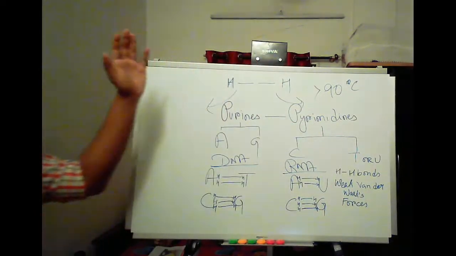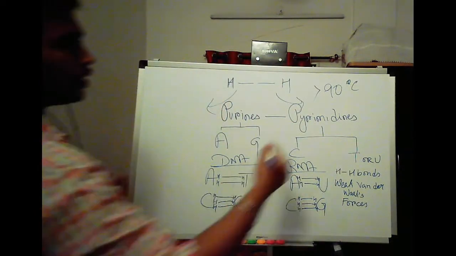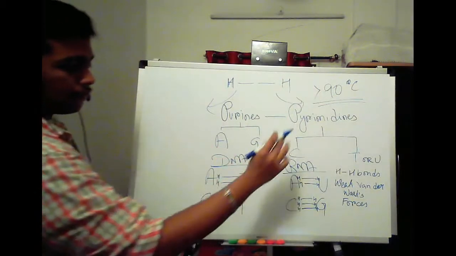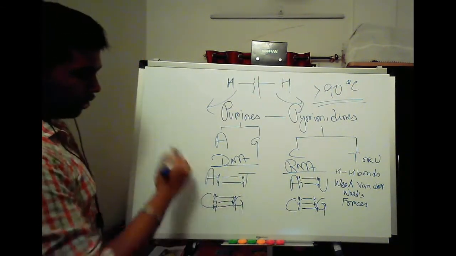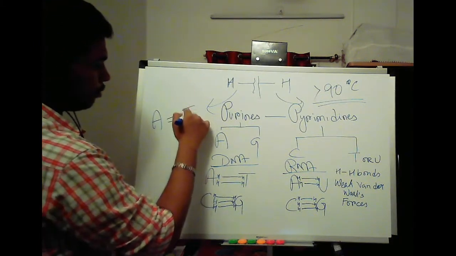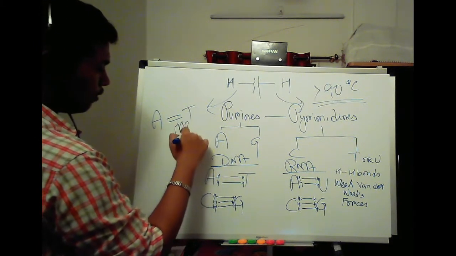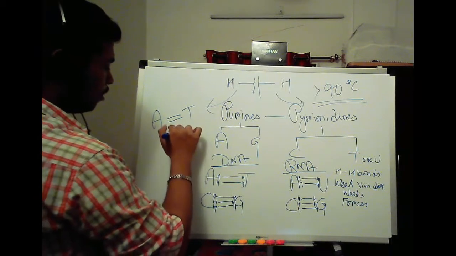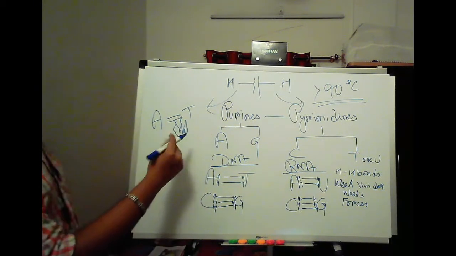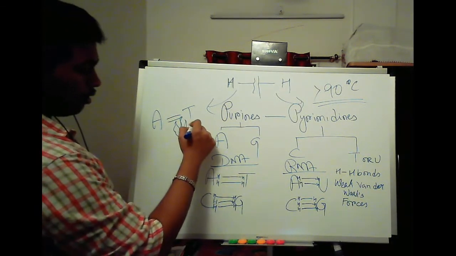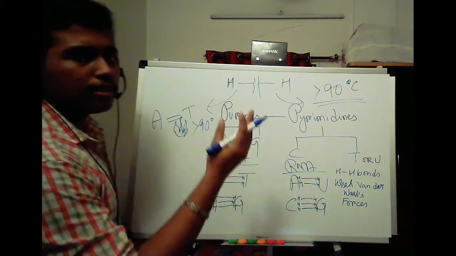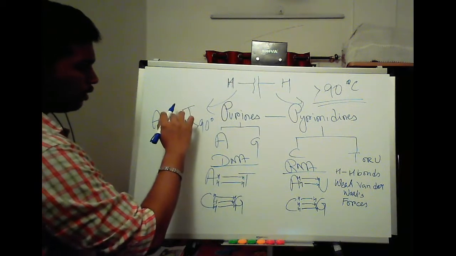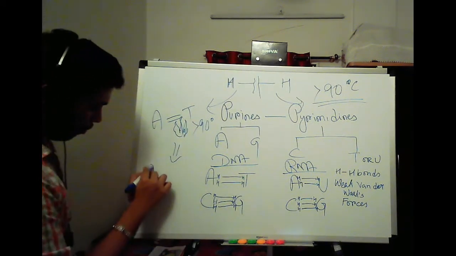So that's it over here. You can copy this one down. This is pretty important. Any temperature greater than 90 is enough to break these bonds, the hydrogen bonds. So adenine and thymine, for example, if heated under a temperature greater than 90 degrees Celsius, 95, these bonds will break.